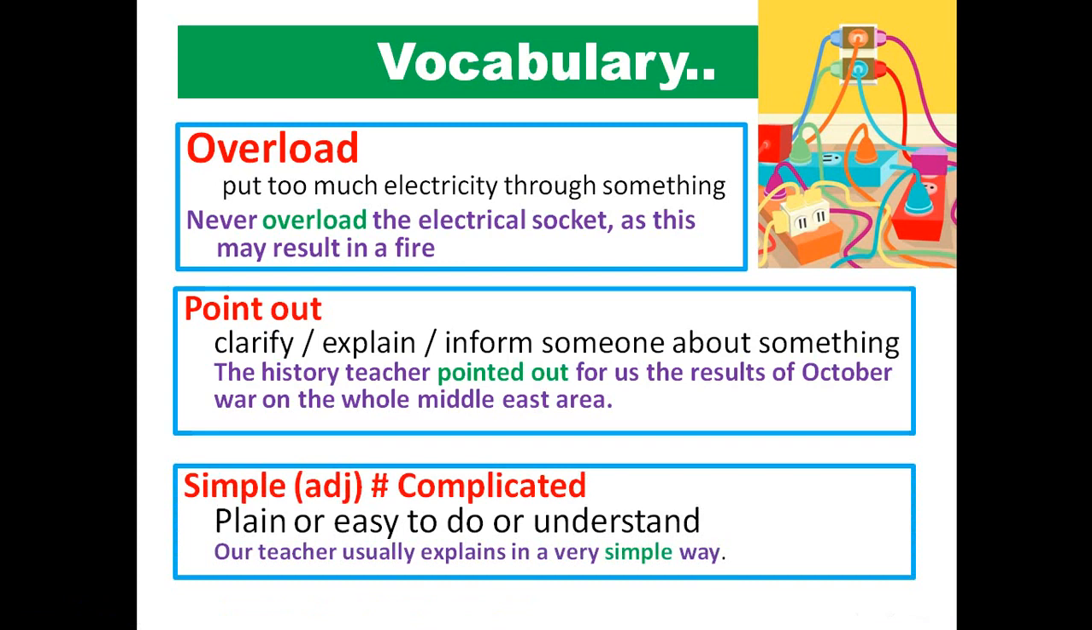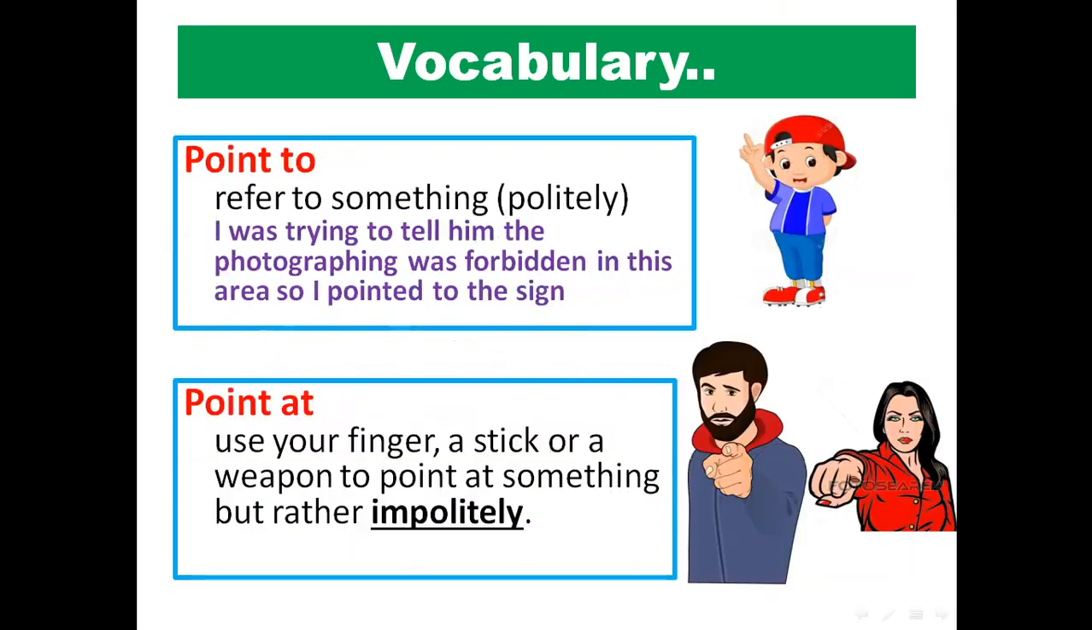Okay, the word simple, this is an adjective. The opposite of simple is complicated. Simple means plain or easy to do or easy to understand. Like when I say our teacher usually explains in a very simple way. So simple is the opposite of complicated. So it is easy to understand and easy to do.